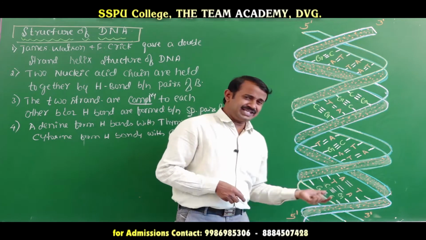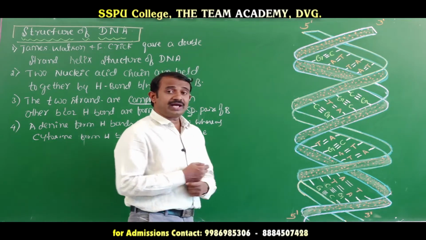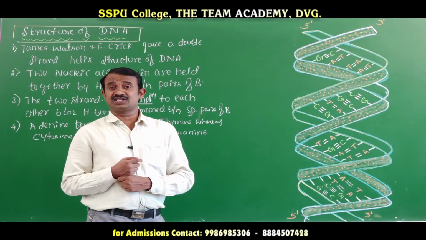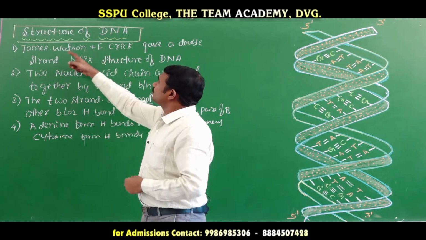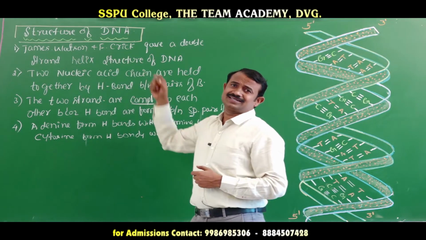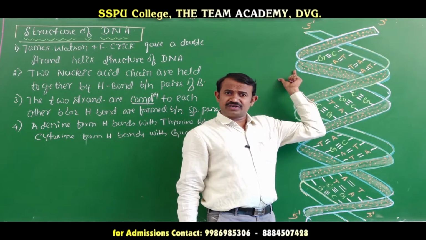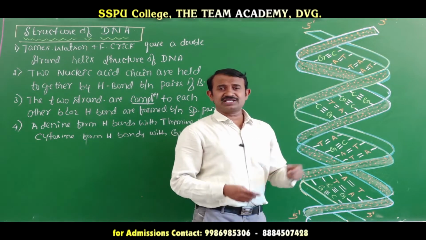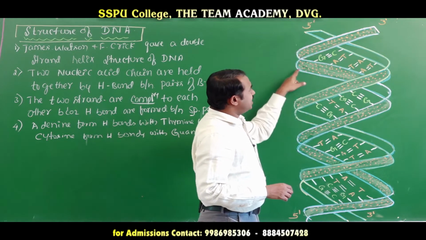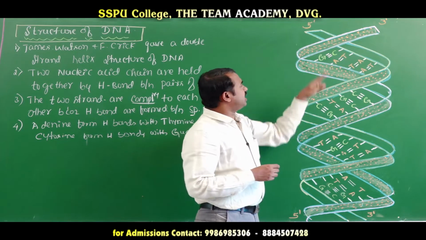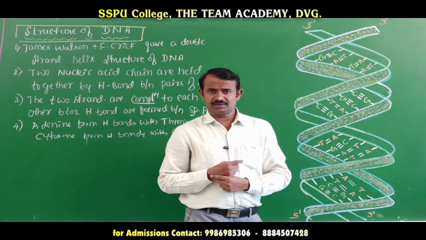If the secondary structure is also formed, that is called the Watson double helical structure of DNA. James Watson and Francis Crick, they gave the double helical structure of DNA. This DNA has 2 strands of nucleic acid chain wound together. It has a double helical structure.